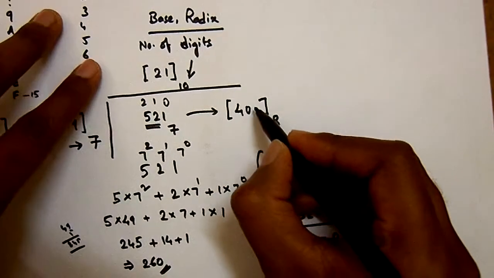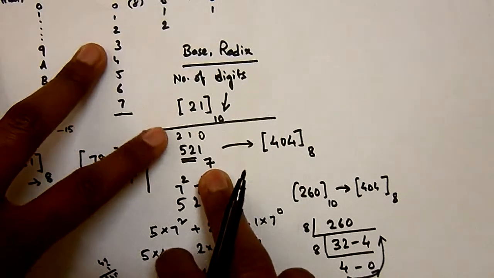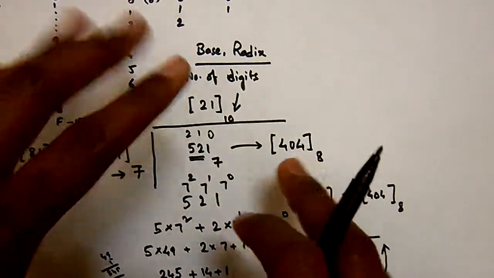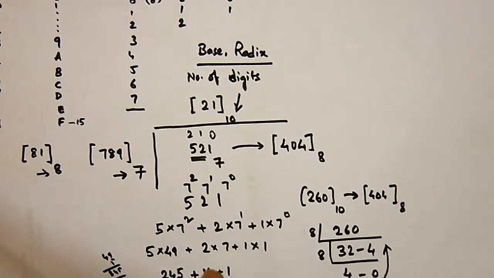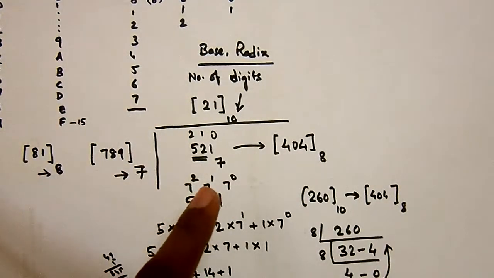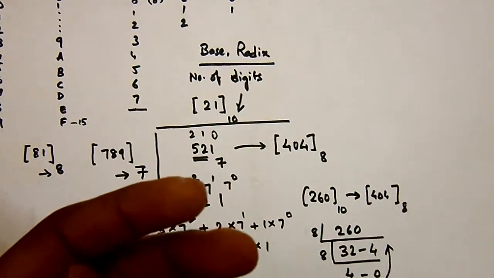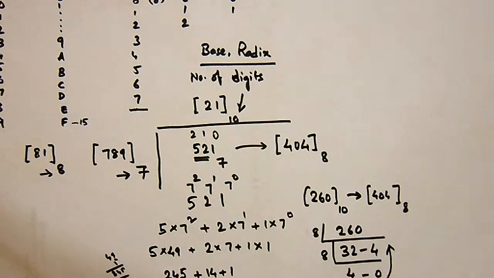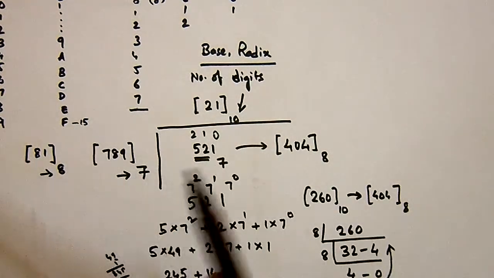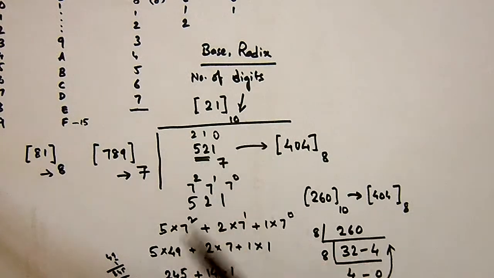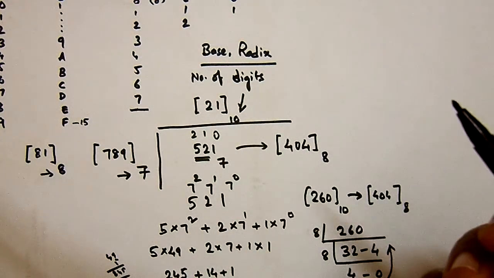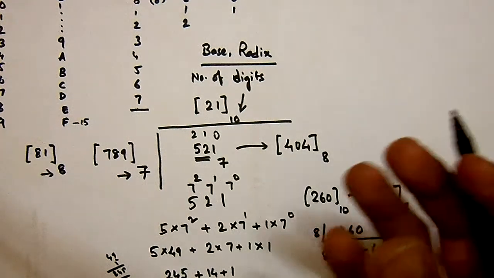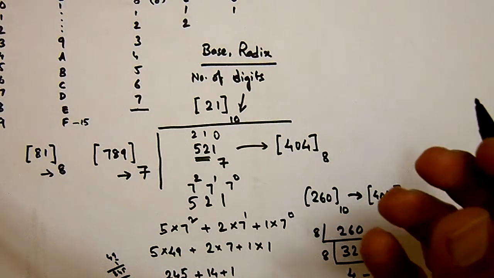This is also 404 to the base 8. 521 in base 7 is equal to 404 in base 8. We will get a good correlation from these two numbers. As we use more and more digits to represent a value, the ultimate number that we see will be smaller. If I represent the same thing in hexadecimal, it will be even smaller. Hexadecimal is base 16. If I represent it in base 20 or base 25, the number we see will be smaller, but the base will be bigger.